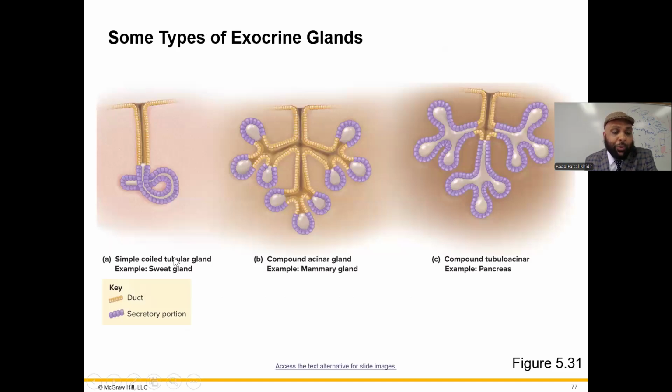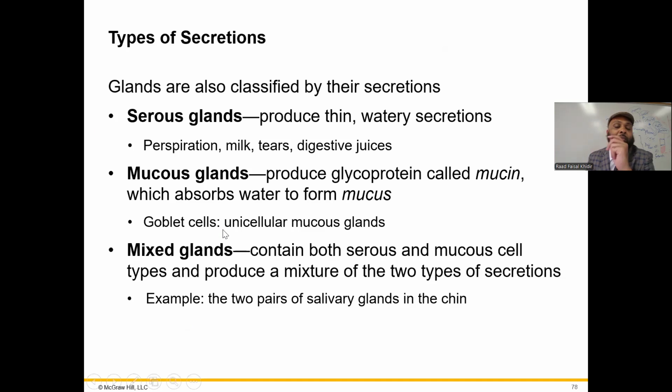These are simple coiled tubular glands. Example would be the sweat gland. And these are compound acinar glands, such as the mammary gland. And these are compound tubulo-acinar glands, such as your pancreas.